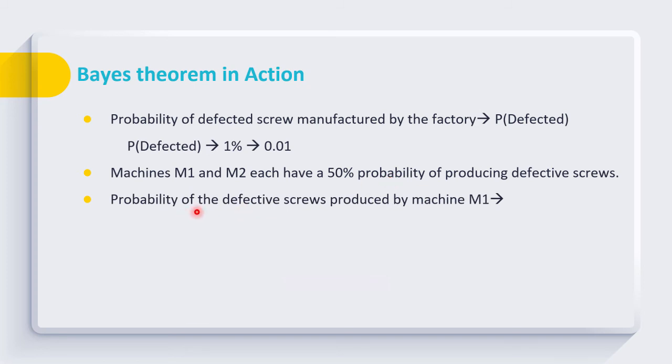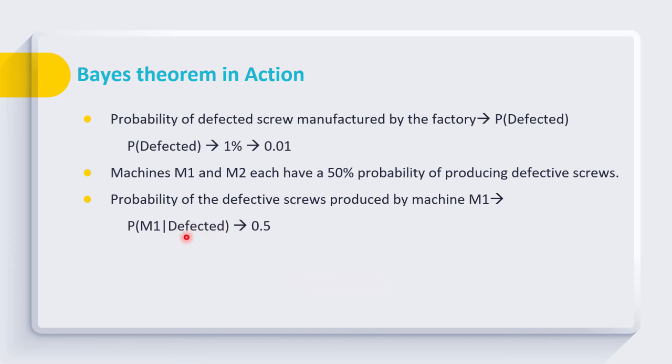Now let us find out the probability of defective screws produced by machine M1. In order to represent this probability, we have to use conditional probability. Let's read this point again: probability of the defective screws produced by machine M1. In this case, we know that the screw is defective, but now we have to find out the probability that it is produced by machine M1. So we can represent this by using conditional probability, and it can be represented by M1 given defected.